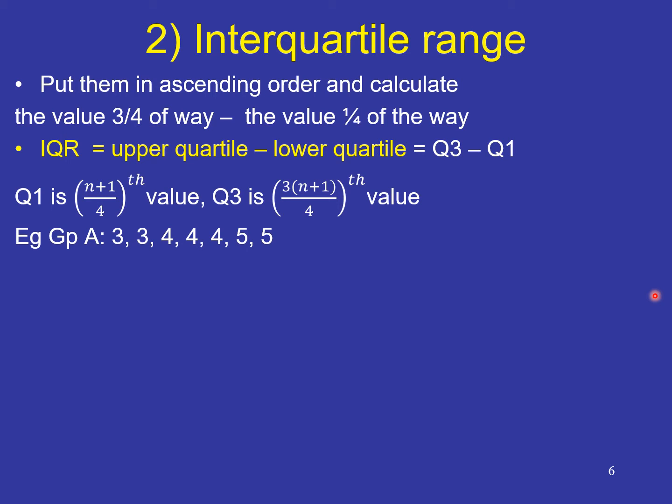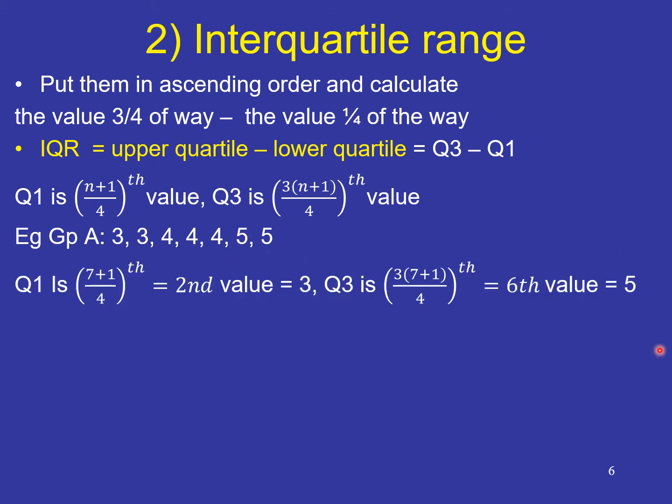So let's have a look at the data we had before. So these are the values for group A. So first of all, I've put them now in order from smallest to the largest. And we want the value 1/4 of the way and 3/4 of the way. So to get the value of 1/4 of a way, we do 7 plus 1 over 4, because there are 7 observations, which gives us 2. So we want the second value. So our second value, 1, 2, is 3.